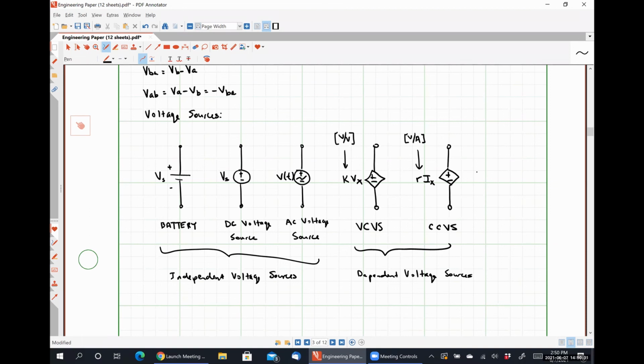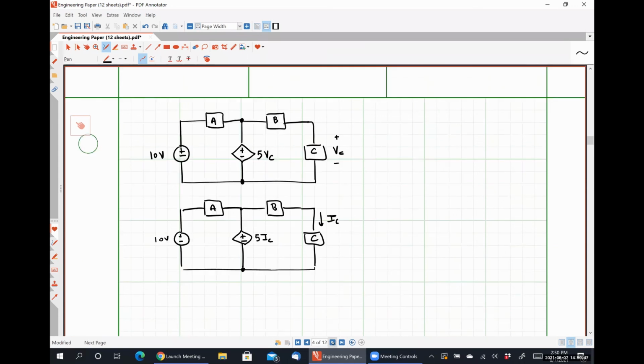Okay, so we've talked an awful lot about voltages. Does anybody have any questions before we move on to currents? All right, nobody's saying much of anything.